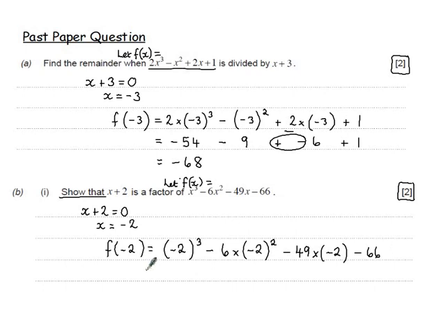So you've got minus 2 cubed, so minus 2 times minus 2 times minus 2 is minus 8. Remember, you can use your calculator for this. Take away 6 times minus 2 squared. Minus 2 squared gives you 4, times it by 6, 24. Take away 49 times minus 2, so double 49 with a minus, so minus 98, and then that minus 66. Notice that those 2 minuses are going to make a plus. So you have minus 8, minus 24, plus 98, minus 66. Type it into your calculator and it gives you 0.